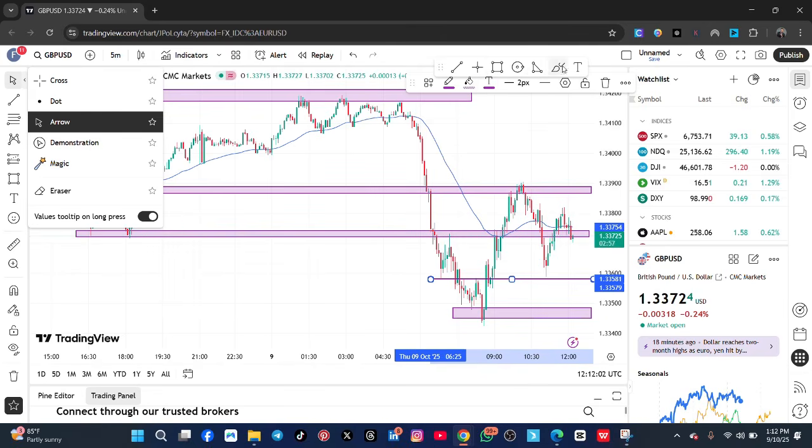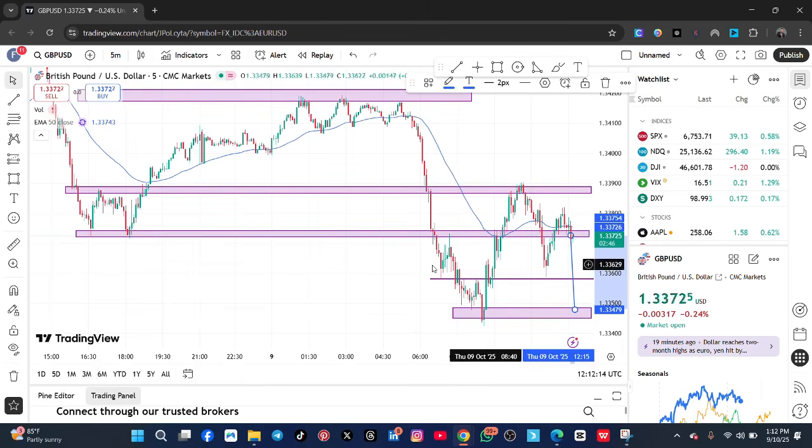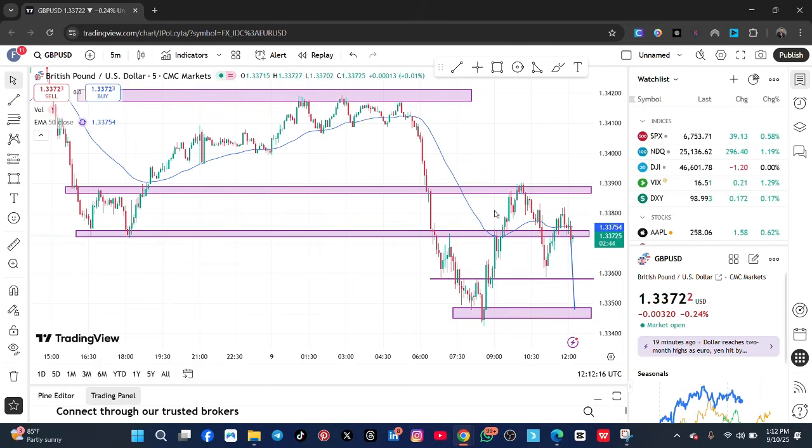Let's pick up one of the arrows. So you can just pick up this and draw down that this price will either reach here or may even cross to this place. So you can just take your trade within this particular line. So that's how to draw this particular support and resistance.